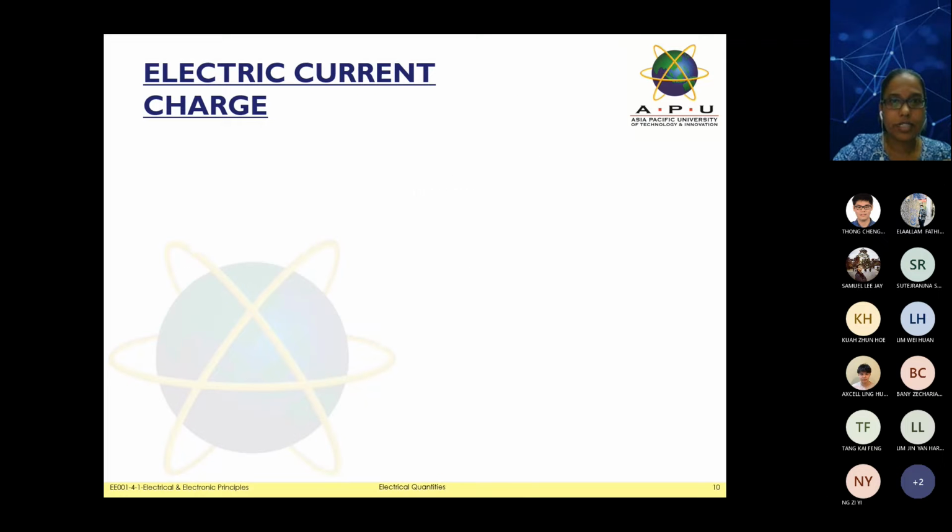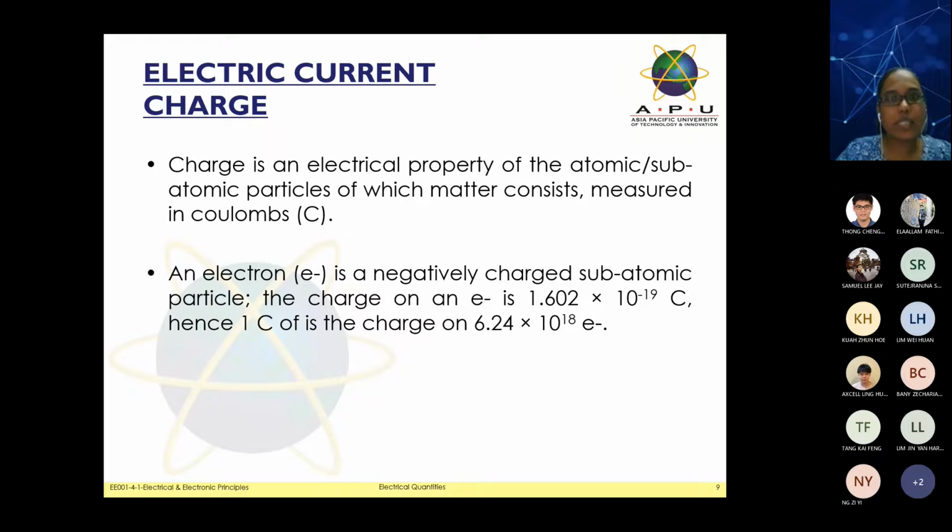Okay, before that, just have a look. This is what we call charge. When I say charge, it is represented by your protons. Maybe some of you are a bit blur about what a proton and an electron are. Hopefully, when we go through the other topics, you will understand what I mean by electrons and protons here. It is actually covered in your semiconductor topic.